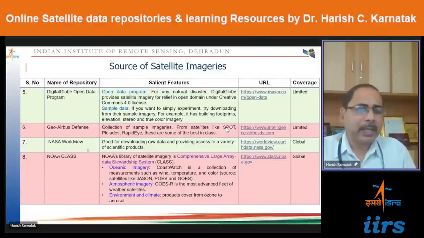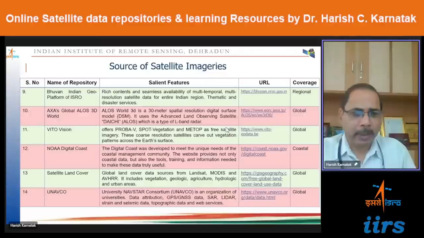NOAA CLASS is a library of satellite imagery, the Comprehensive Large Array-data Stewardship System, we call it. It has oceanic imagery, atmospheric imagery, and environmental and climate data. And very interestingly, they update this data on a regular basis. These are not one-time data. So up-to-date data is also available in this repository.